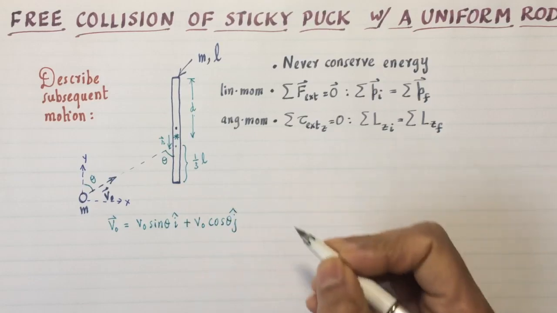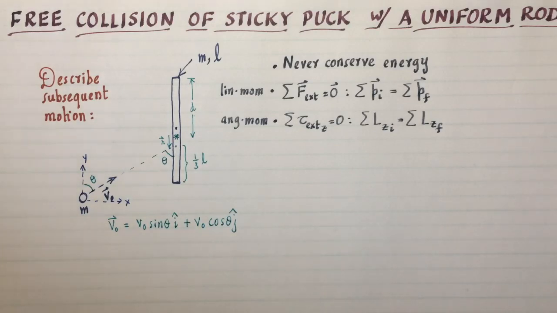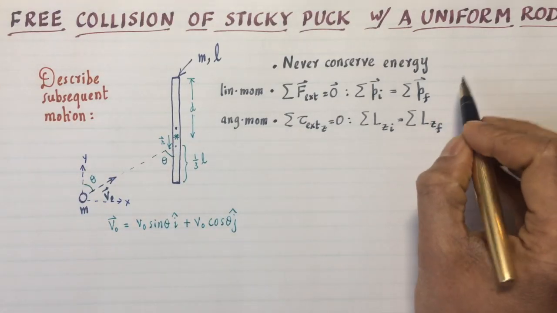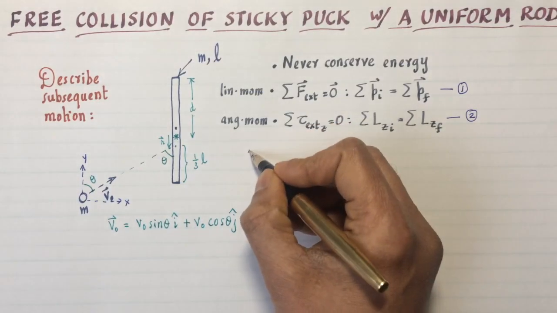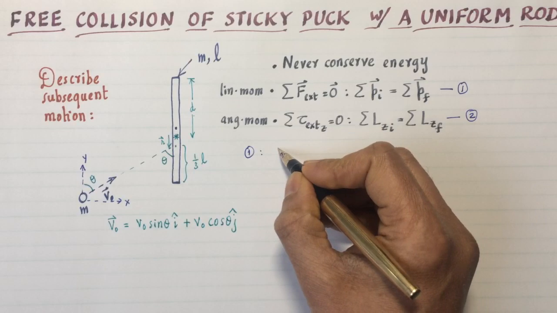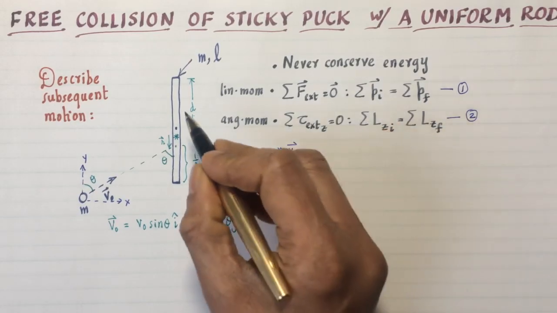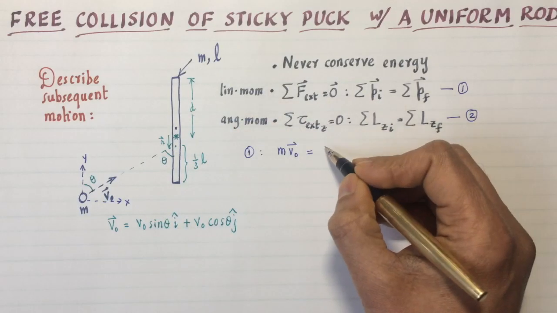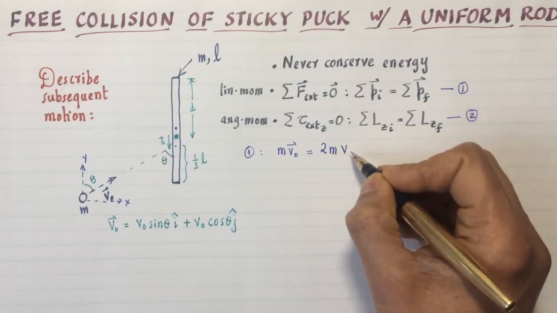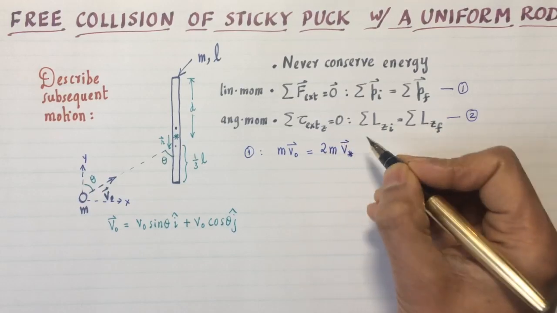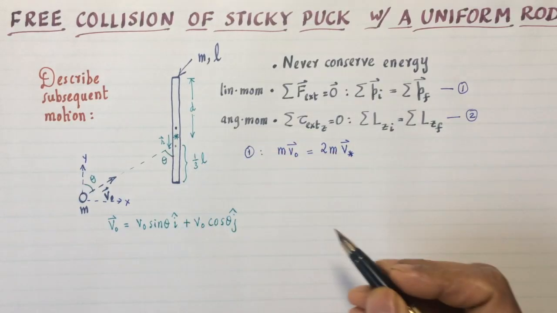So that is the decomposition of the vector in this coordinate system. And to conserve linear momentum, all we have to do, let's call this equation 1, and we'll call this equation 2. To conserve linear momentum, the initial momentum is m v naught of just the puck, and the final momentum is the momentum of the combined object. So the total mass is going to be m plus m, or 2m, times the velocity of the center of mass. I'm going to henceforth denote the center of mass by the star symbol.